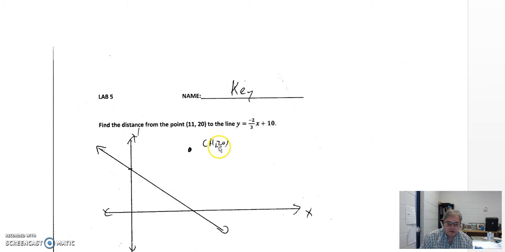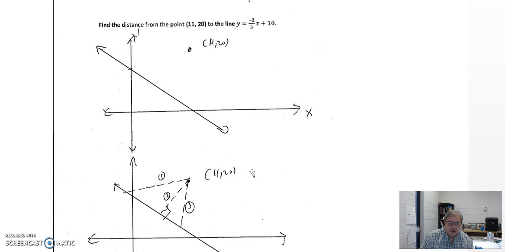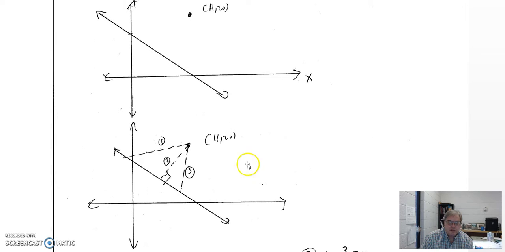So I just labeled the point, looks like an H, but it's (11, 20). And I want the distance from this point to that line. Now there's a multitude of distances. Here's 3 different ones that I have that go from that point to the line. But the one you want, whenever we're in math and we say we want the distance, we're talking about the closest distance, and that means it has to be a right angle.